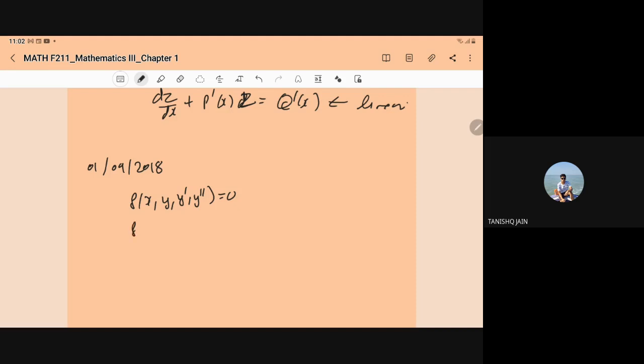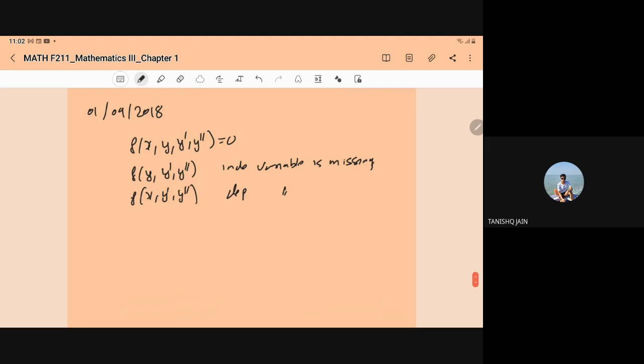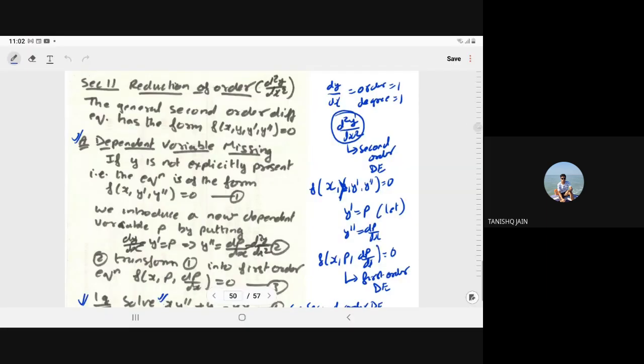Its special form can be one where the independent variable is missing. Another form can be f of x, y dash, y double dash, when the dependent variable is missing. So we have the two cases, and both the cases we have discussed one by one.